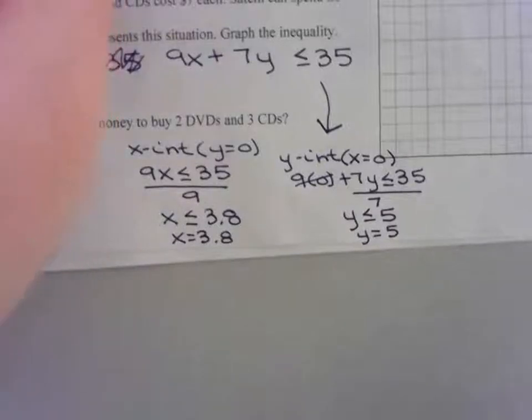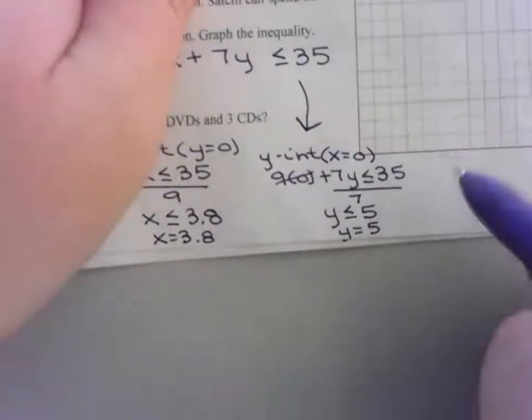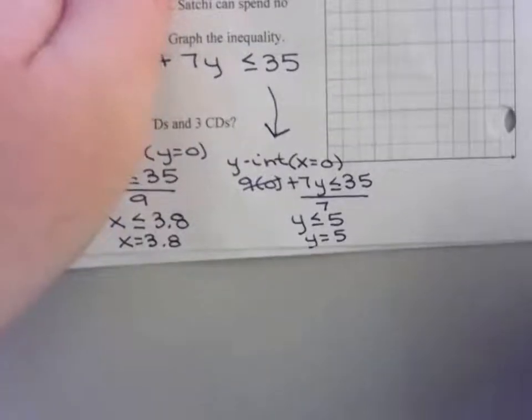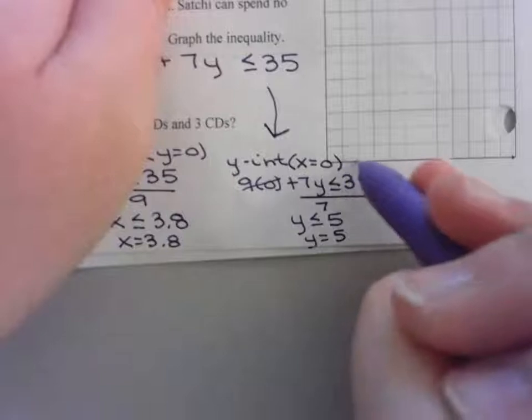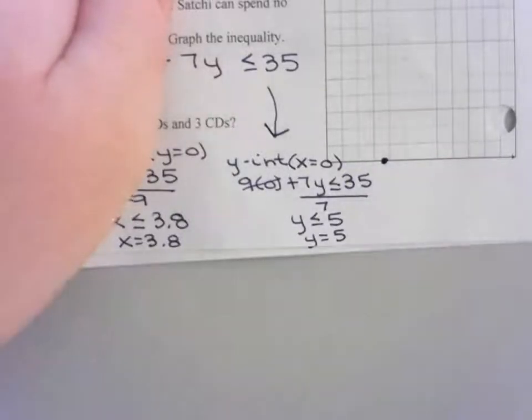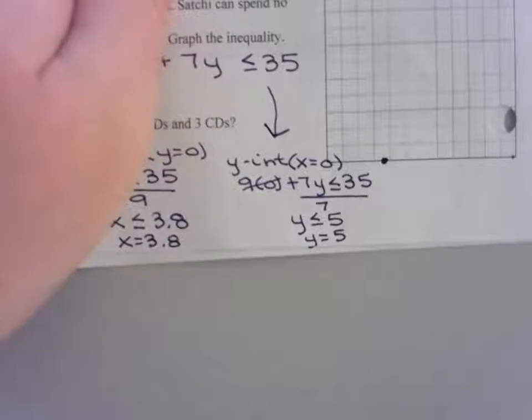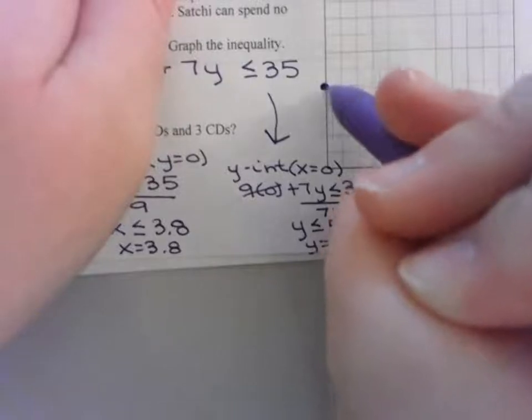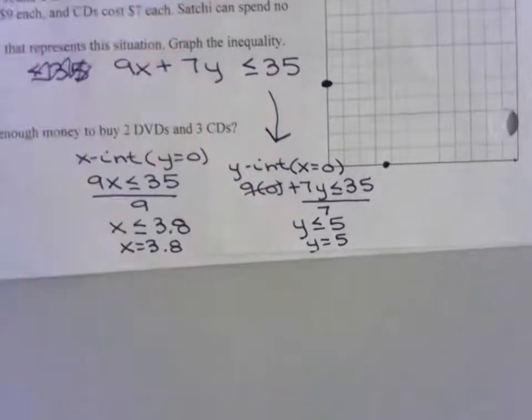How do I graph an x-intercept of 3.8? You guys should know this. I go to the right 3.8. It's the point on the x-axis. 1, 2, 3. It's going to be closer to 4, something like that. Y-intercept of 5. How do I graph a y-intercept of 5? 1, 2, 3, 4, 5. Put a 5 on the y-axis.